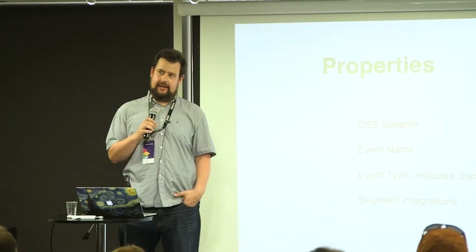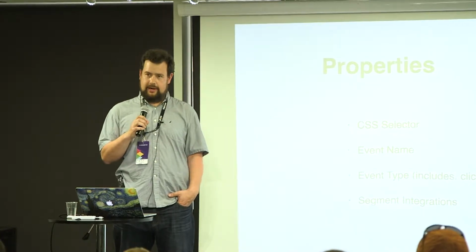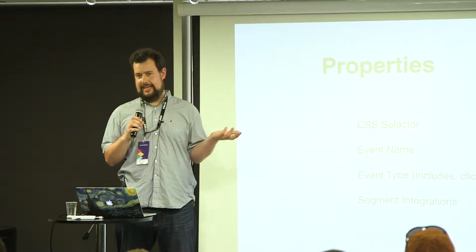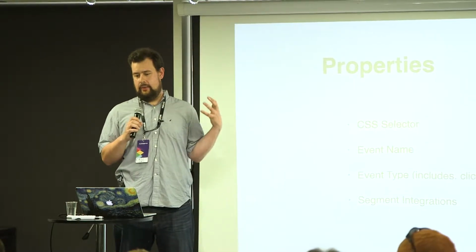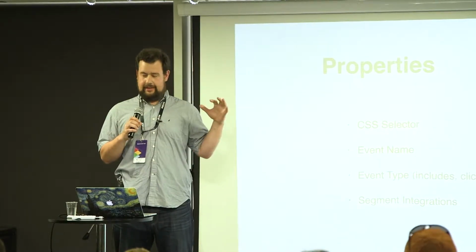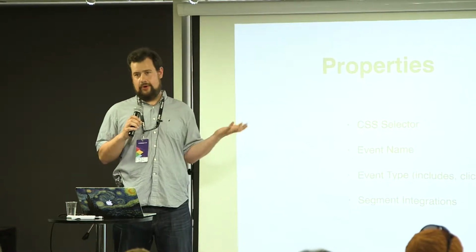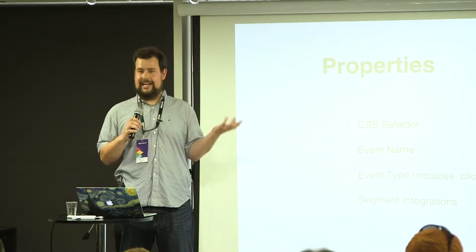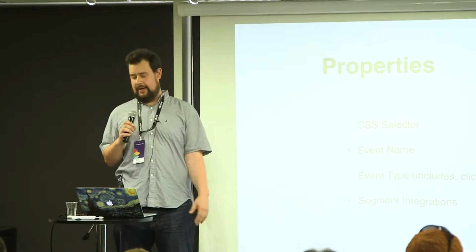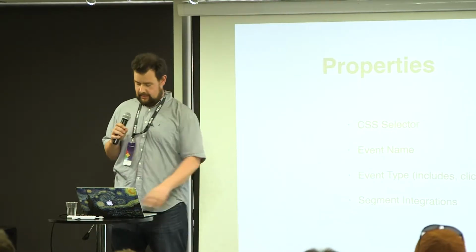So basically the concept is you give the business access to somewhere where they can define the events and the associated CSS selector that would be associated with that event, and then also an event type. So if it's a click or if it's a form submit or whatever kind of activity it is. And then we happen to use Segment, so you can also configure the integrations that event should be sent to.